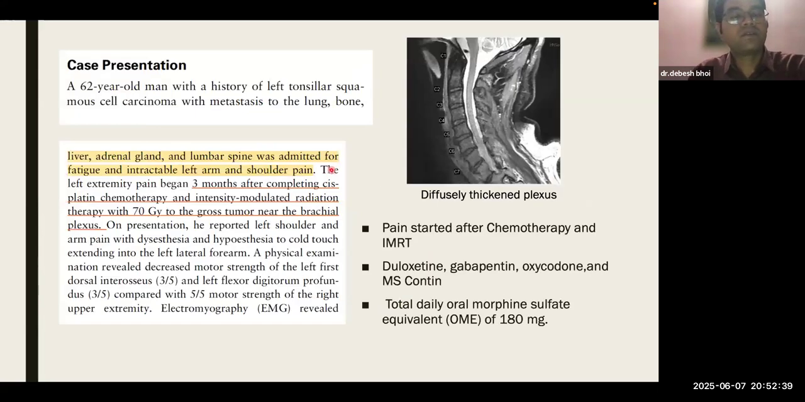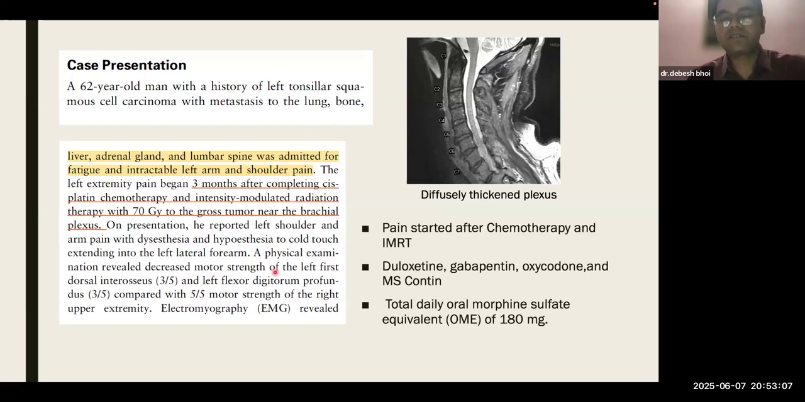So in this case, they reported a 62-year-old man with a history of left tonsillar squamous cell carcinoma. It had metastasis to the lung, bone, and the liver. If you see, multiple metastases were there in this patient, and there is intractable left arm and shoulder pain. The left arm pain began 3 months after comprehensive cisplatin chemotherapy and IMRT, that is radiation therapy. After evaluating everything, the pain started from the chemotherapy and the radiotherapy.